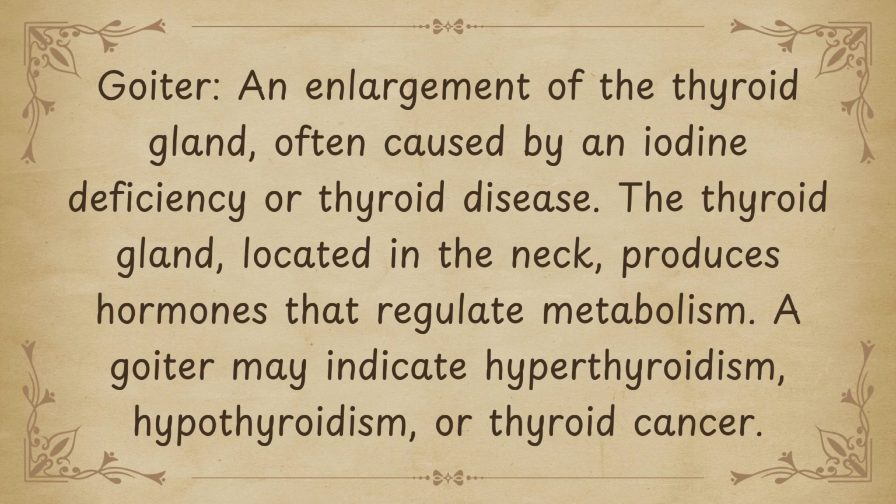Goiter, an enlargement of the thyroid gland, often caused by an iodine deficiency or thyroid disease. The thyroid gland, located in the neck, produces hormones that regulate metabolism. A goiter may indicate hyperthyroidism, hypothyroidism, or thyroid cancer.